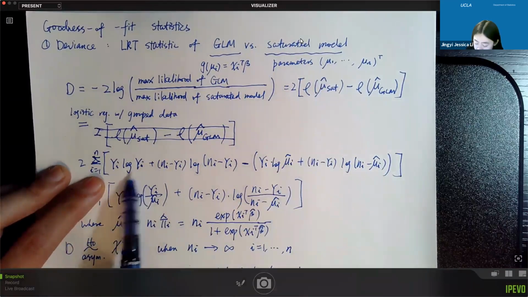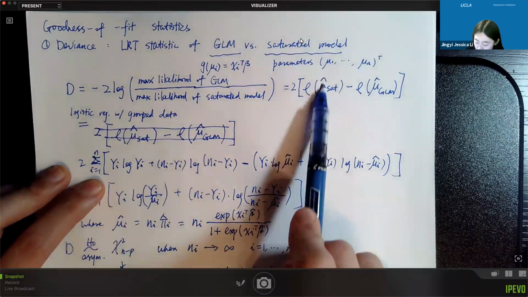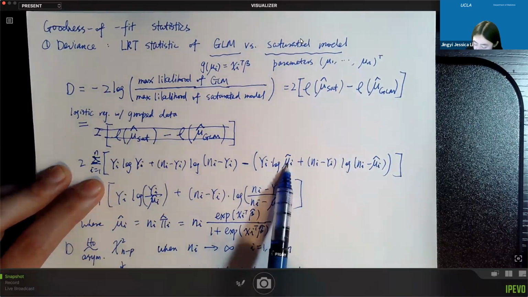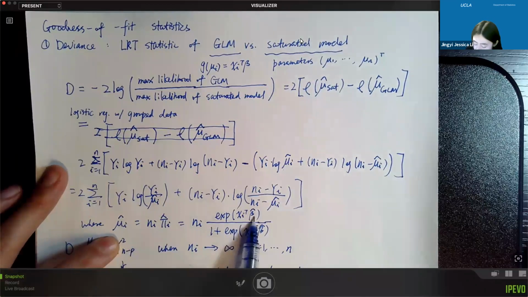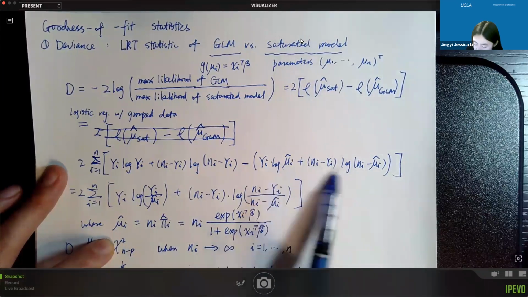So we use yi as the mu i hat for the saturated model. And for the GLM, we're going to obtain the mu i hat from this relationship. Given the beta hat, we can use the inverse of the logit function to obtain pi i hat, and multiplying pi i hat by ni, we get our mu i hat. So this is what we have from the GLM.